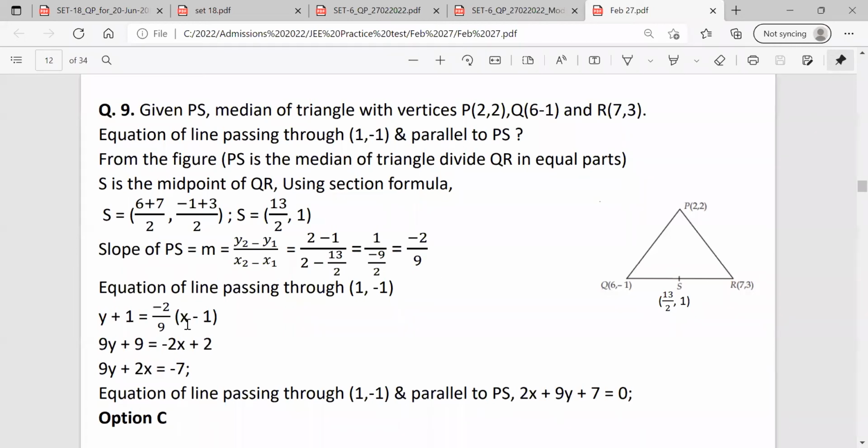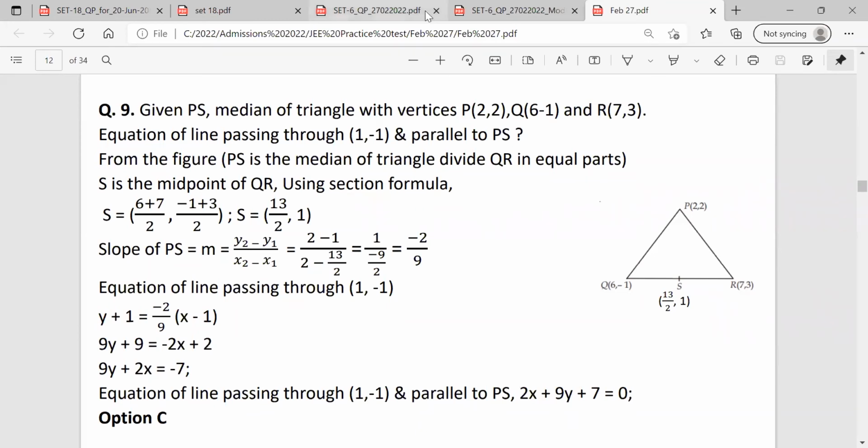Now what we have to find? We have to find the equation of the line which is passing through this point and parallel to the median. So we have the equation: y + 1 is equal to -2/9 (x - 1). So you can write this as 9y + 9 is equal to -2x + 2. So simply solve this and you will have the equation. It's 9y + 2x = -7, that is 9y + 2x + 7 = 0. So the equation of the line which is passing through (1, -1) and parallel to PS, the median, is 2x + 9y + 7 = 0.